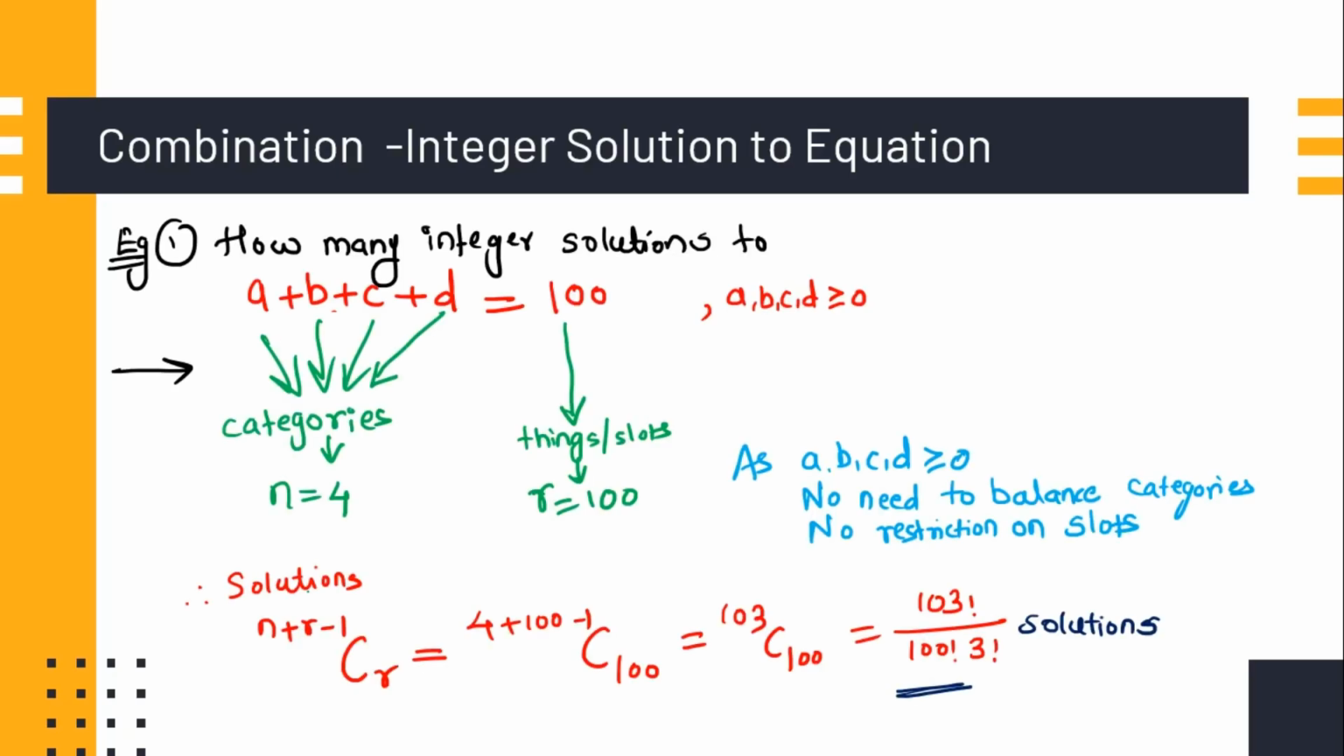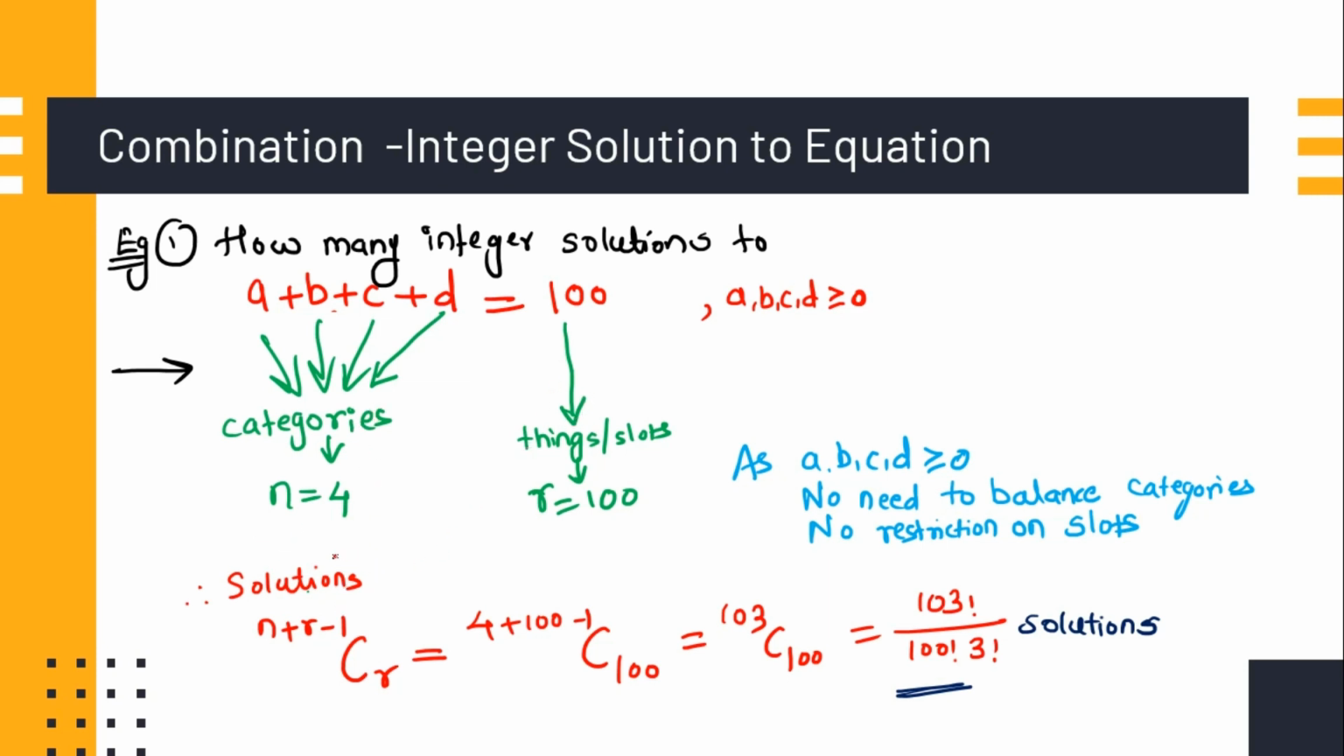Based on the previous formula, we have 4 variables, so the value of n will be 4. These are the categories. On the RHS I have a constant value of 100, so the slots will be 100. Additionally, it is given that the variables a, b, c, d are greater than or equal to 0, meaning they start directly from 0, so we don't have any restriction on the slots and no need to balance anything. We'll directly calculate how many solutions there will be.